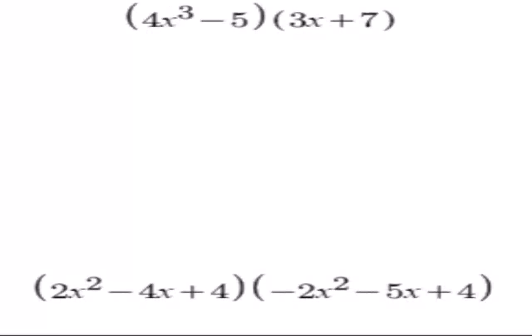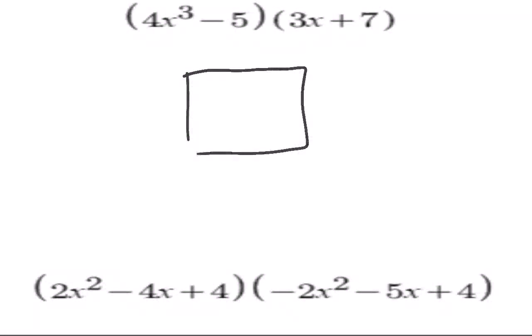So when we're multiplying, what we're going to do is multiply using the box. You can use FOIL when you have something like a binomial times a binomial, like this first problem, but once you get longer, FOIL doesn't work. So I just use the box for everything.